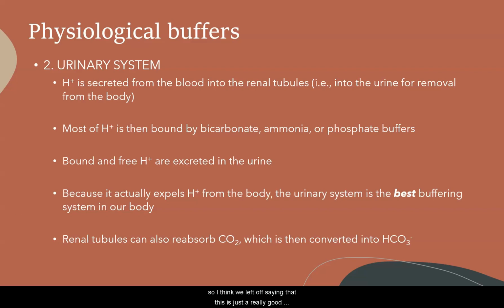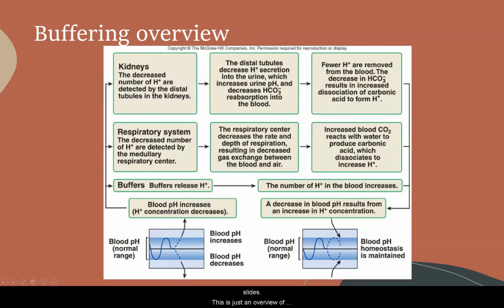But so I think we left off saying that this is just a really good way of which the body can buffer pH. Okay, we're almost done here. We only have 2 more slides. This is just an overview of buffering in the body. And if you were to look at this in your textbook, you would see the bottom portion of this too. But we'll look at what happens when the blood pH increases first.